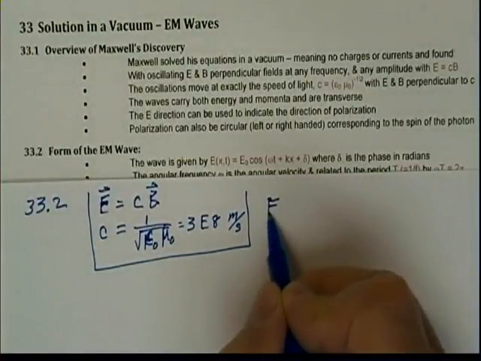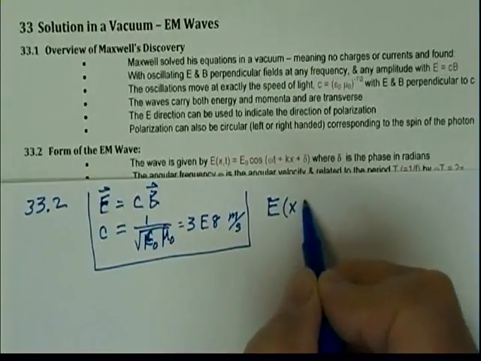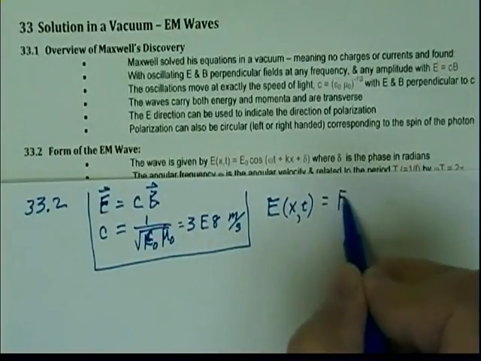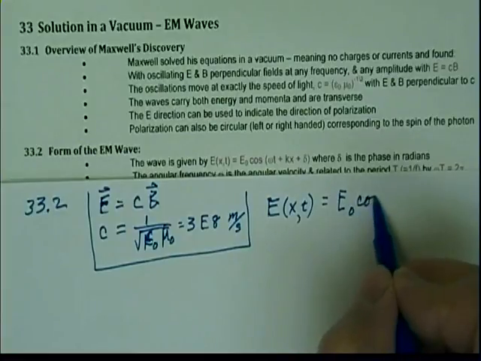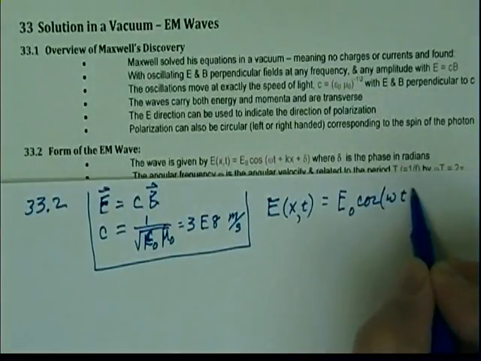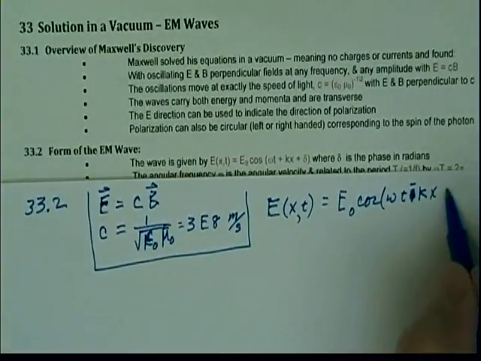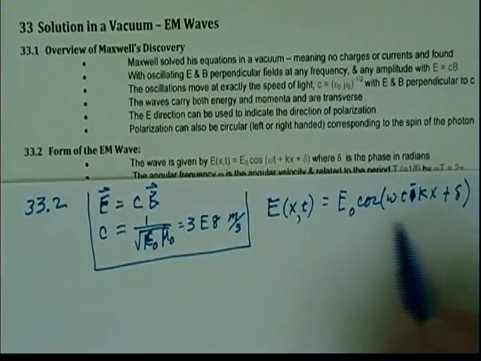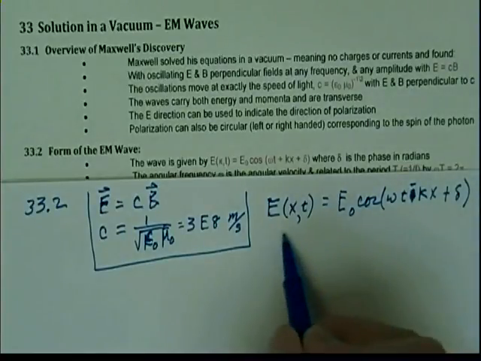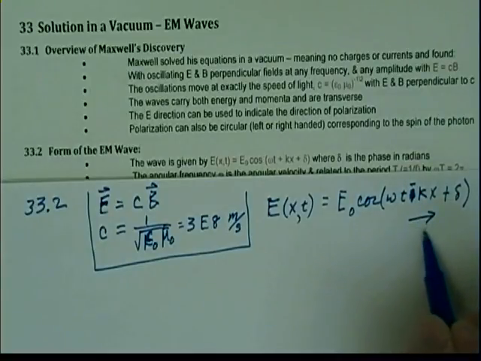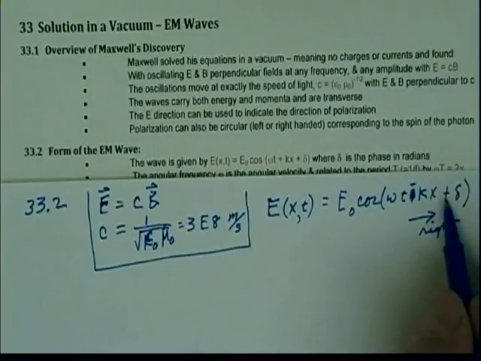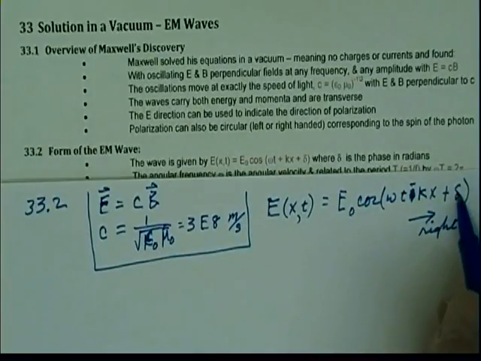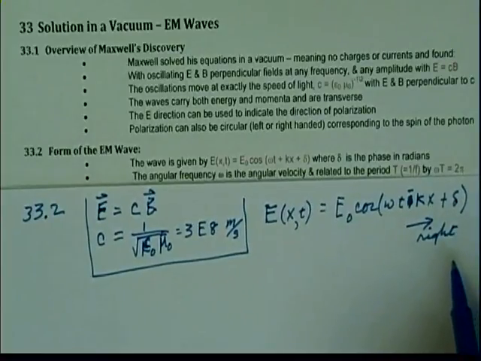We can specify the electric field as a function of position and a function of time as being a constant, let's say E naught times the cosine of omega t minus kx, plus delta. The reason that we want to write a minus sign is this means that the wave is traveling to the right. If we put a plus sign there, it's an acceptable wave, but it's traveling to the left. Delta is the phase in radians.